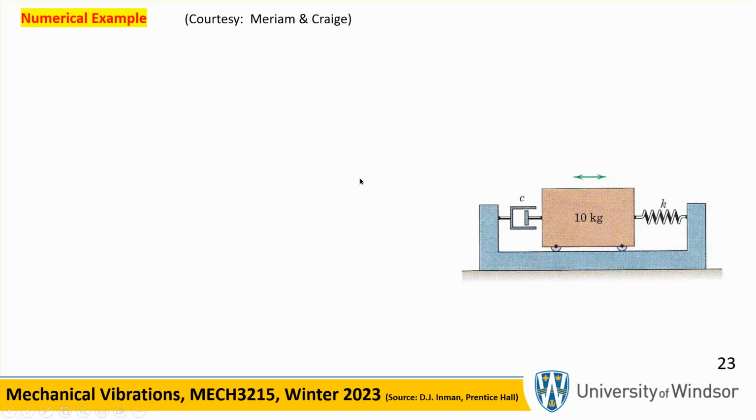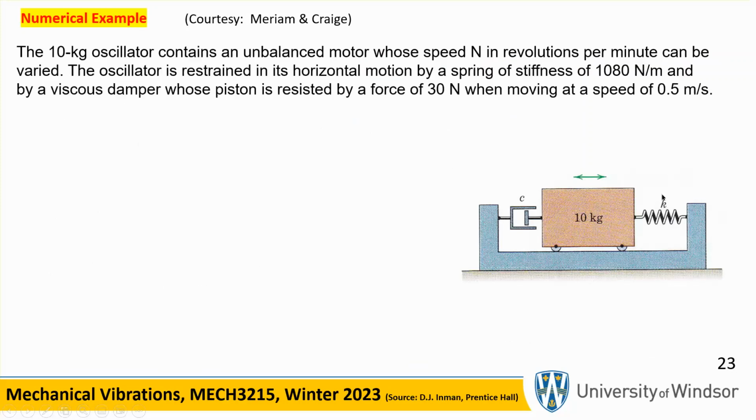Two more problems. So it says we have a 10 kilogram mass here, and it has a motor in it. Something inside of it is turning, so that actually makes it vibrate back and forth harmonically. An unbalanced motor whose speed n in revolutions per minute can be varied. The oscillator is restrained in horizontal motion by a spring. I have the stiffness of that spring right there, and by a damper. I don't know what the value of the damper is, but it says that damper is resisted by a force of 30 Newton at that speed.